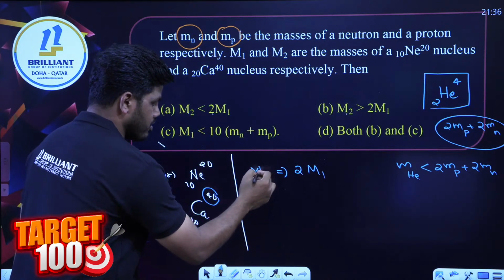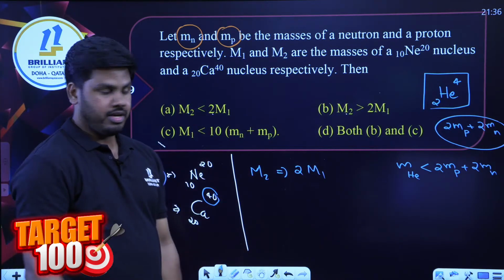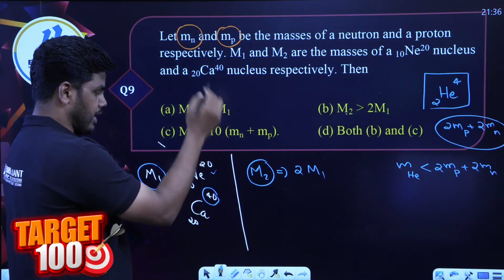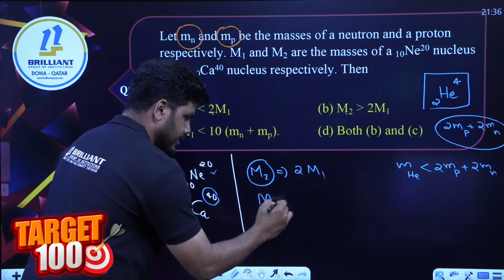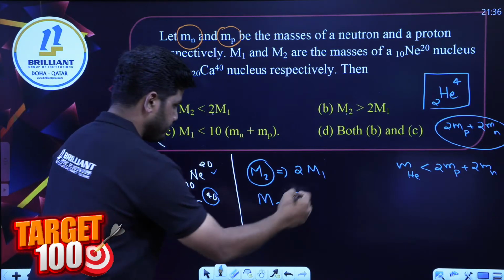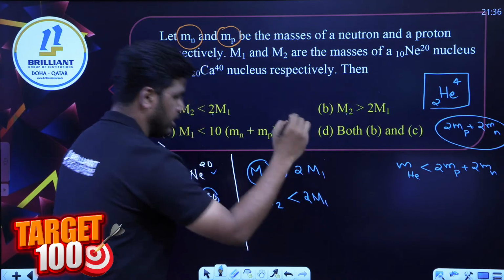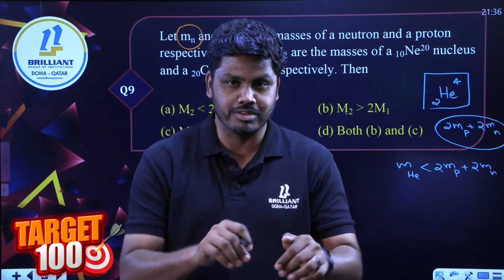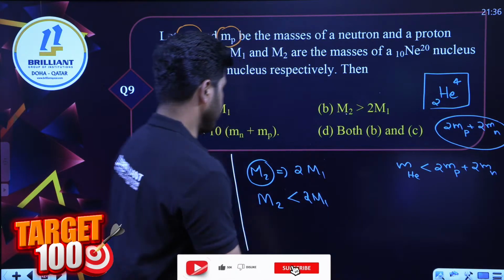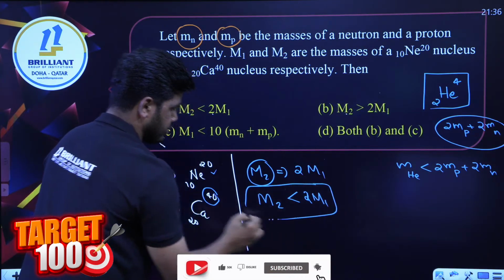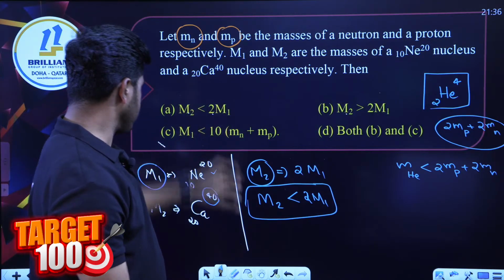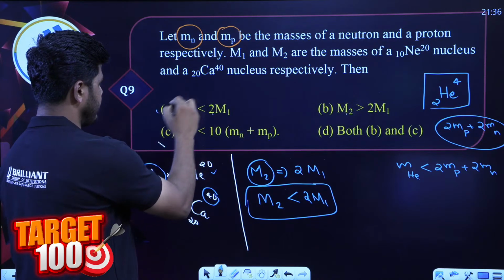If so, you cannot say M2 is equal to 2M1. We formed one nucleus of calcium by taking 2 neon nuclei, but if you form a nucleus like that, M2 will be less than 2M1. When we form a nucleus, some mass will be missing. That is called mass defect, delta M. Here we had a mass defect, so this is the correct matching option: M2 less than 2M1, option A, is the correct answer.